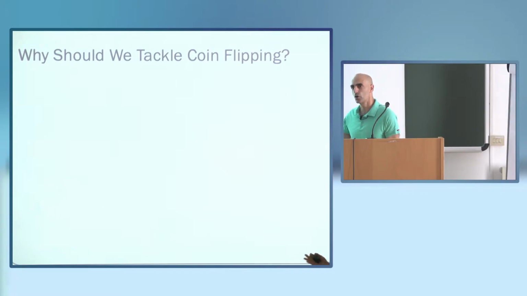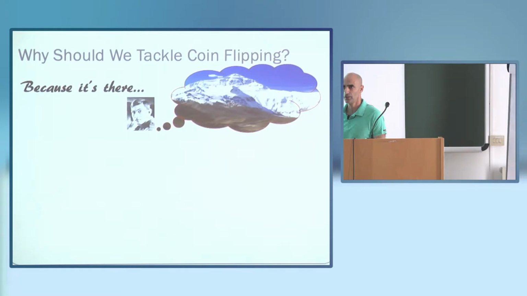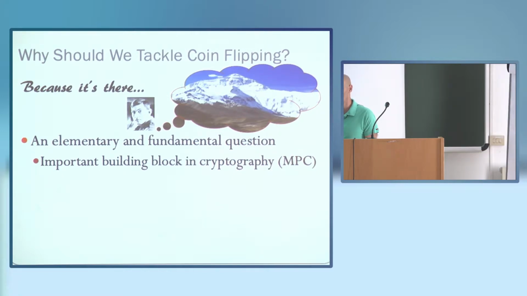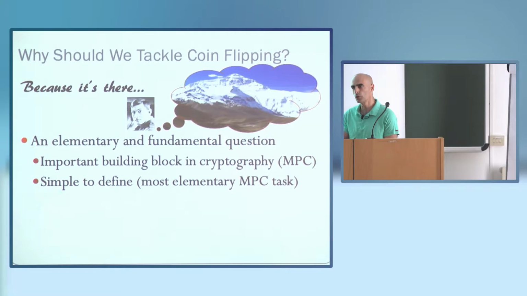Why should we care, right? Coin flipping, why should we care about this problem in the first place? So the easy answer is because it's there. And to elaborate on that, coin flipping is an elementary and a fundamental primitive in multi-party computation. It's an important building block in multi-party computation. And moreover, it's a simple, basic task. And if you want to understand multi-party computation at all, you need to understand the basic tasks.